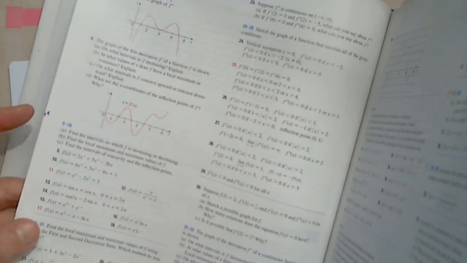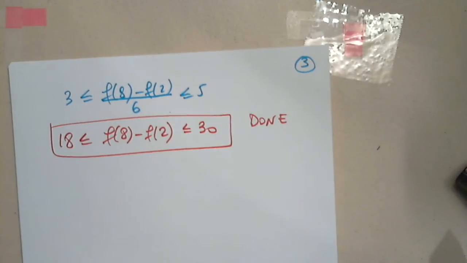Would you like to start with a polynomial? Would you like to start with a rational function, an exponential function, a combo? You want to start with a polynomial then? Any preference? No preference? Okay, I'm going to start then, let's say, with number 10. And this is a polynomial function.